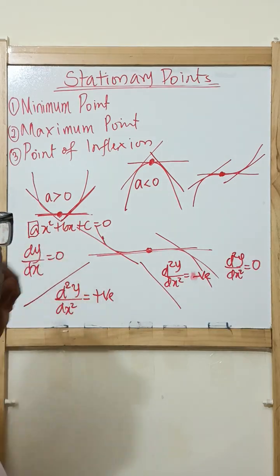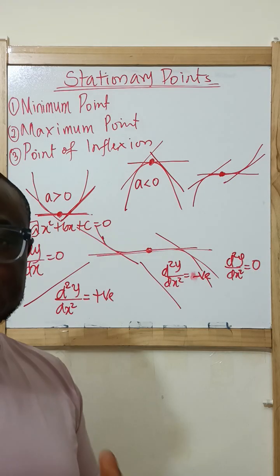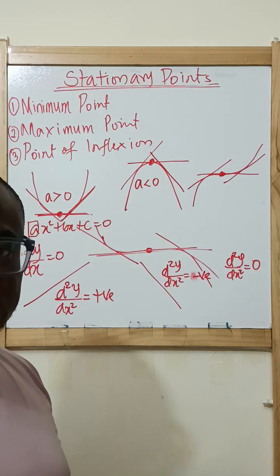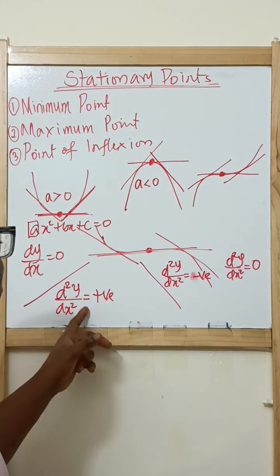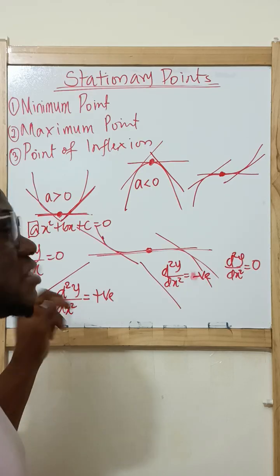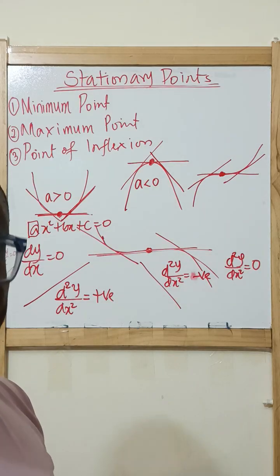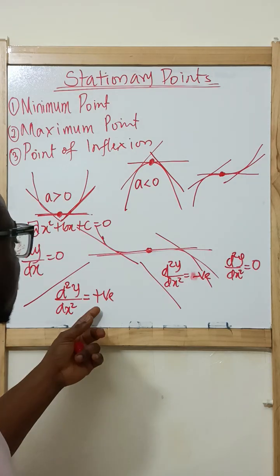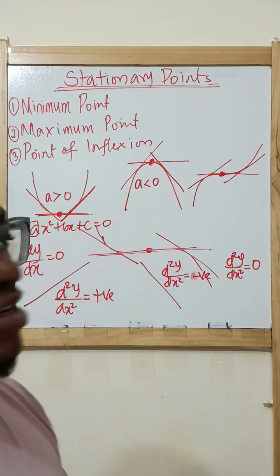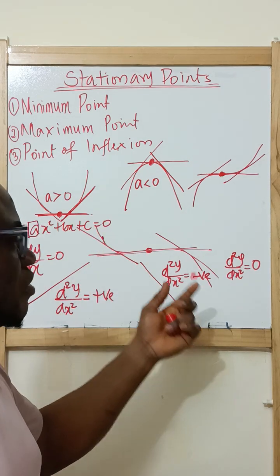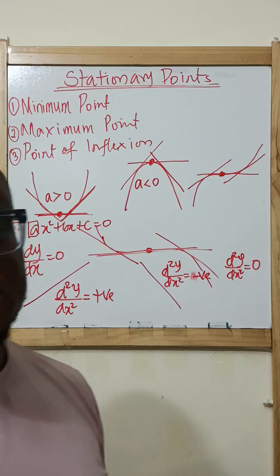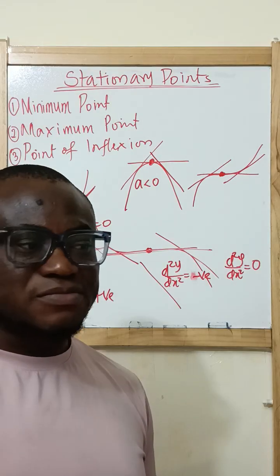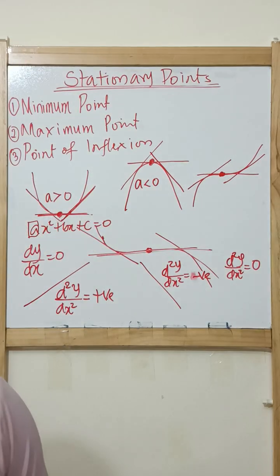So if we have a function, we find its dy/dx, and we can find the stationary points. That is, we equate dy/dx to 0. Then if we want to determine the nature of the curve, whether it is a minimum or maximum, we find the d2y/dx squared of that curve. If it is positive, we know that it is a minimum. If it is negative, we know it is a maximum. And if it is 0, we know it is a point of inflection. This is how we determine the nature of the curve, whether it is a minimum, maximum, or point of inflection.